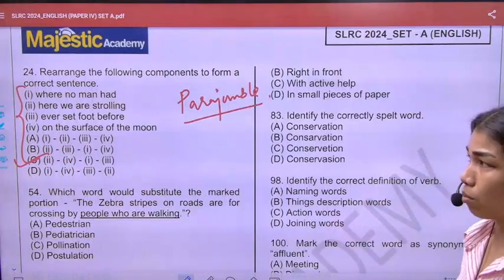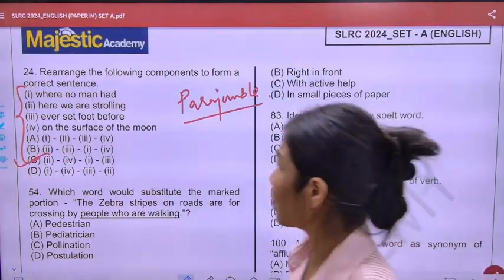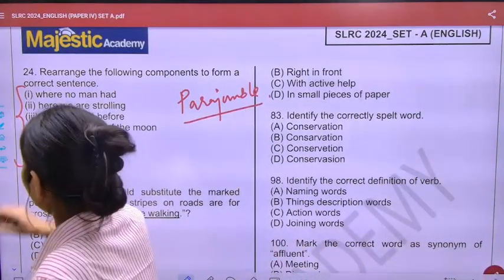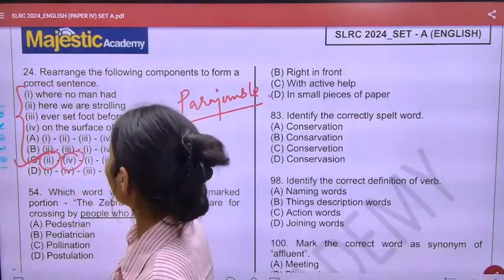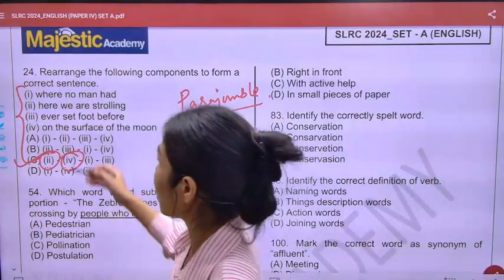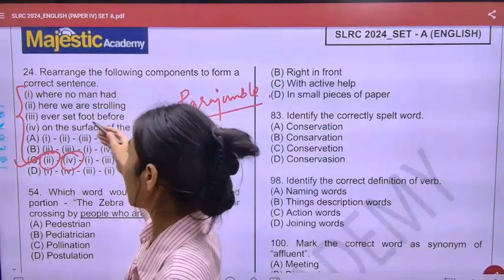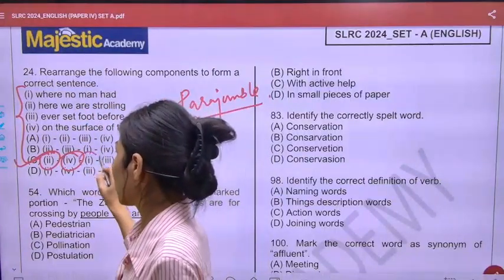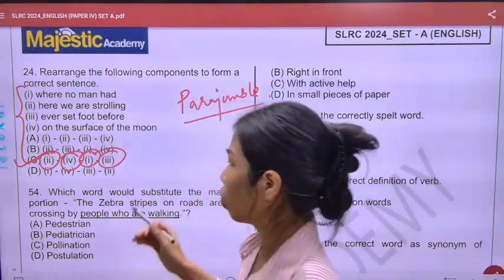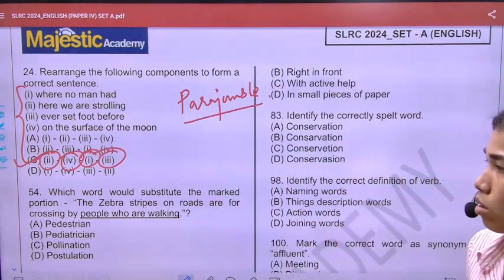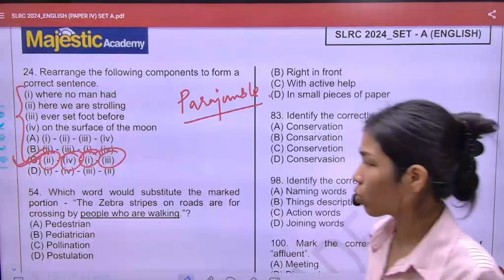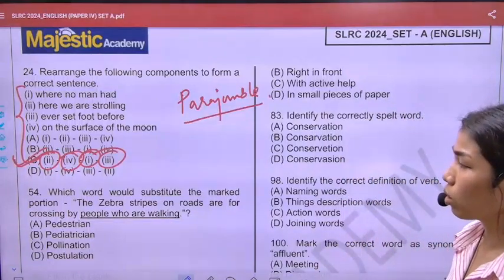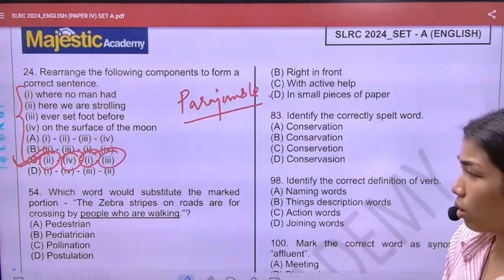So let's read the total answer. So it says, option number 2 first. We are strolling, number 4, then on the surface of the moon, and then number 1, where no man had ever set foot before. So the first option should be 2 4 1 3. So this should be your answer in rearranging the sentence. Okay, next question.